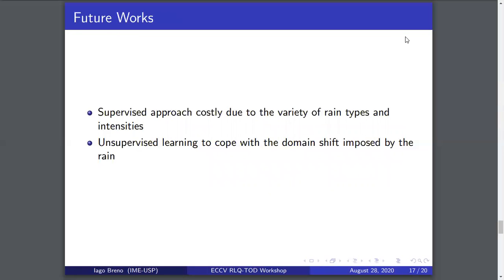Finally, a supervised strategy would be too costly considering the complexity and variation of the rain. So, for future work, we believe that one important direction is unsupervised learning to cope with the domain shift caused by the rain.